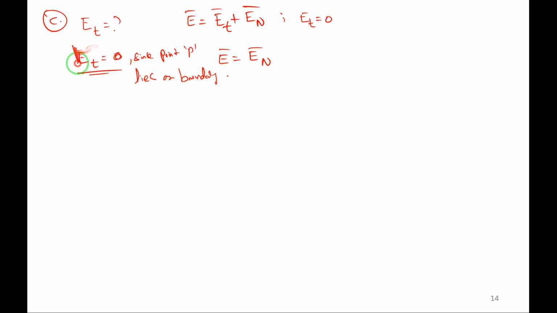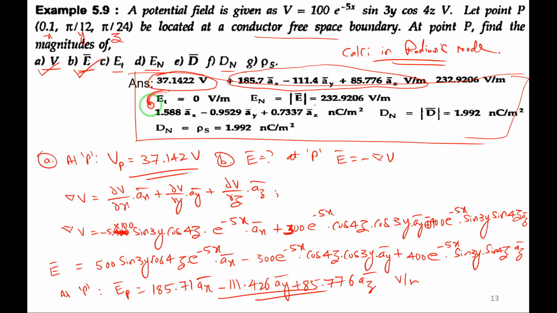So the tangential component ET is 0 over, right? Then part D, tangential component ET equal to 0 over. This is over. Next En they have asked.